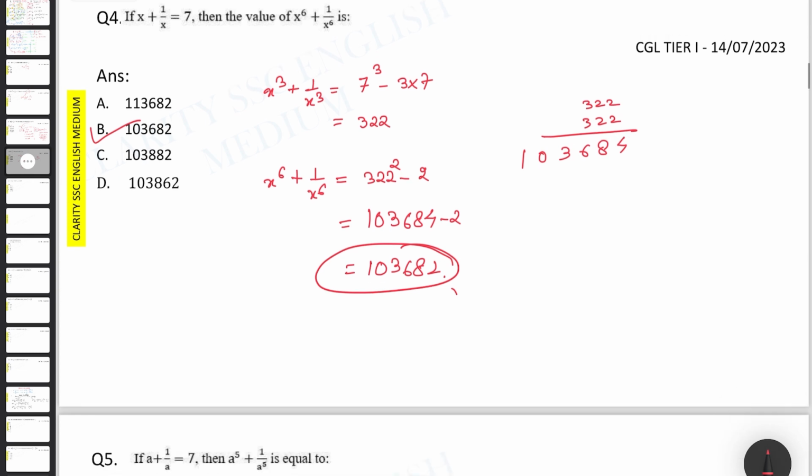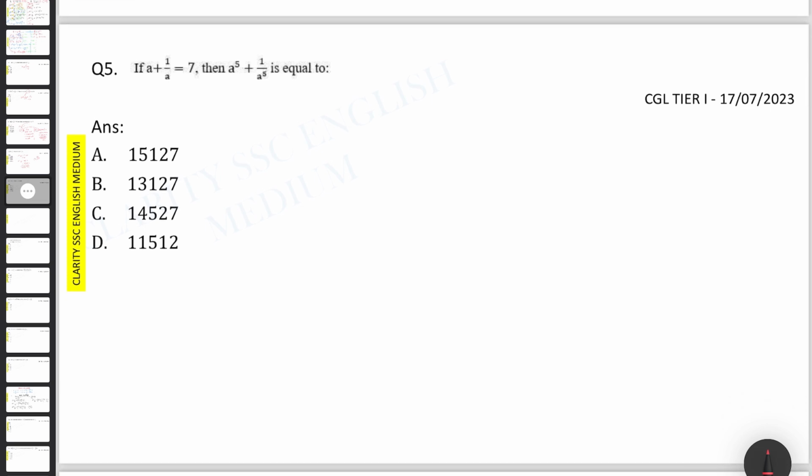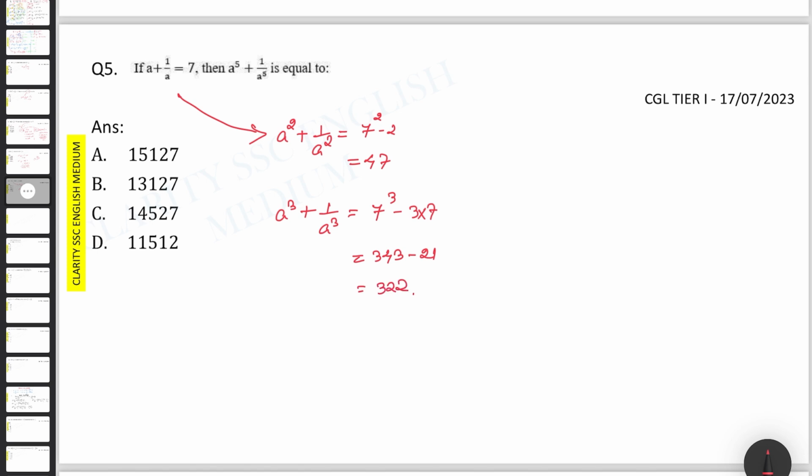Let's move on to question number 5. Question number 5 says a plus 1 by a is equal to 7. It's a very easy question. For the fifth power, first find the square and the cube. a square plus 1 by a square is nothing but 7 square minus 2. It's obviously 47. And a cube plus 1 by a cube is nothing but 7 cube minus 3 into 7. That means 343 minus 21. That means 322.